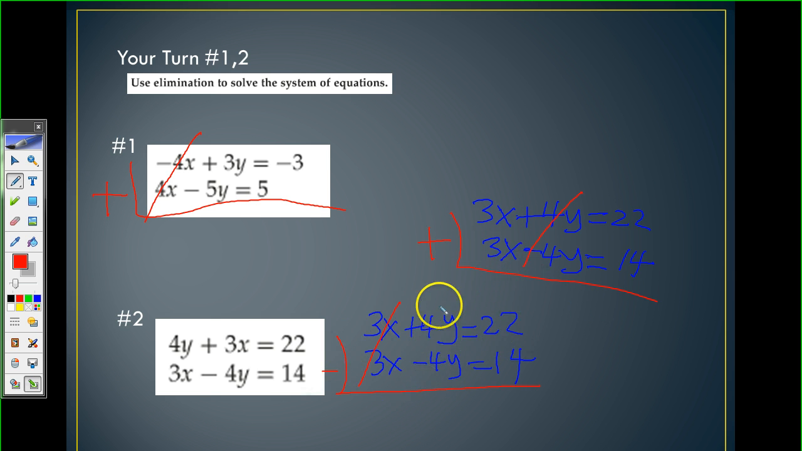Either or, you can do it this way first, find your y, plug it in for x, or you can do it this way, adding, get rid of the y, find the x, and then plug it in for y. Either or, it doesn't matter, you'll find the same answer. It's just a matter of preference. So go ahead, pause the video, and do numbers 1 and 2, and then come back.